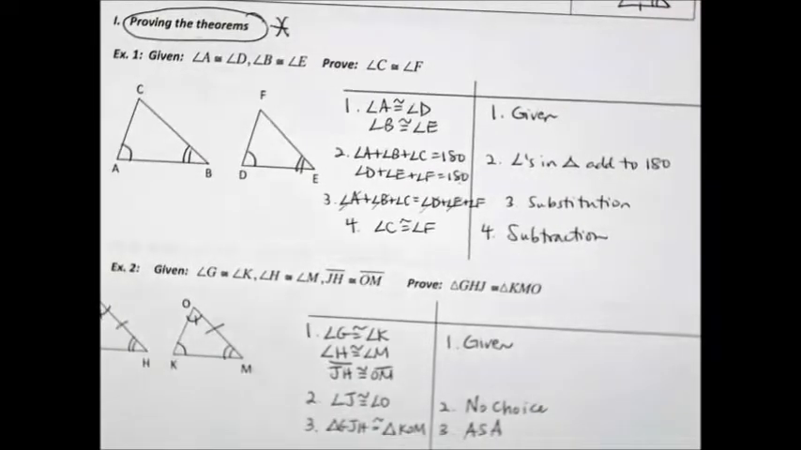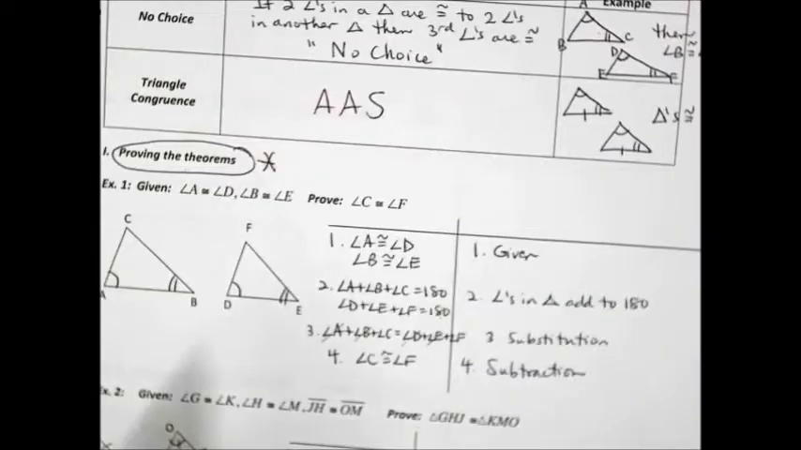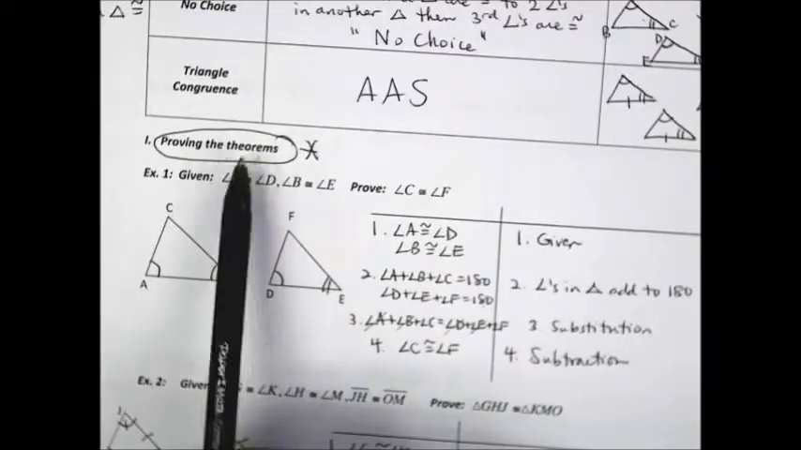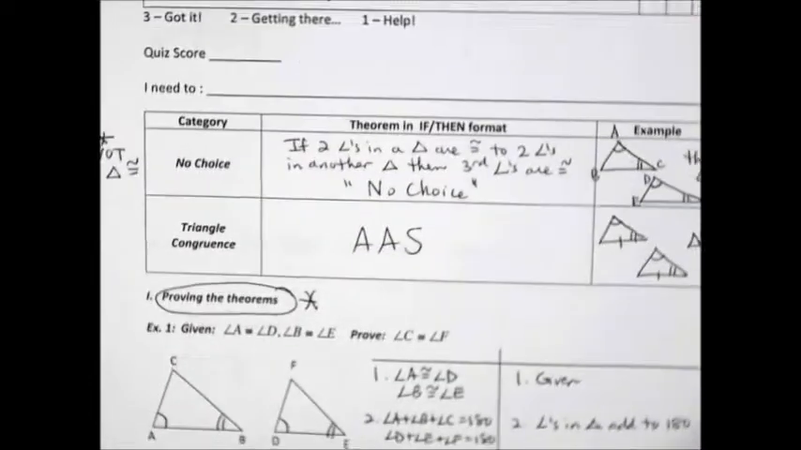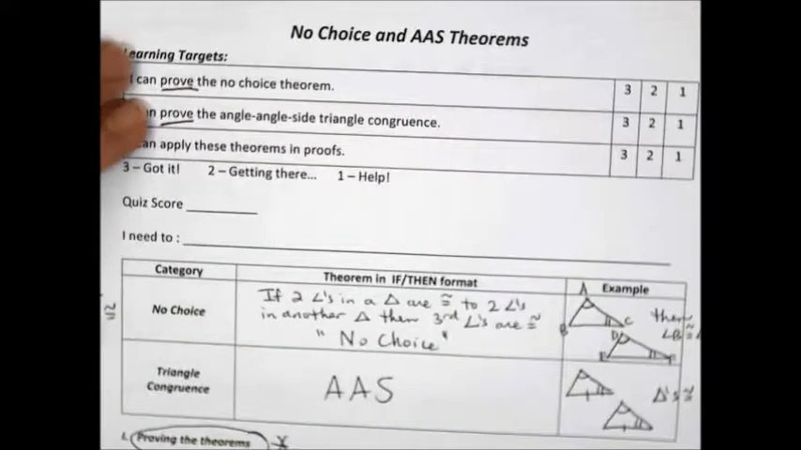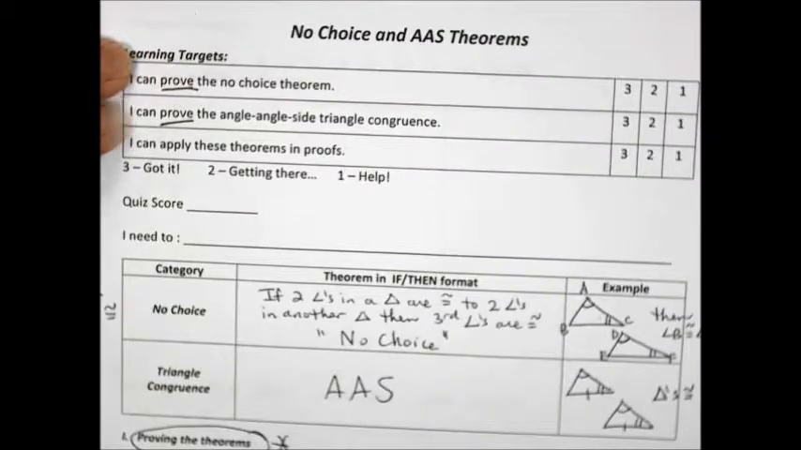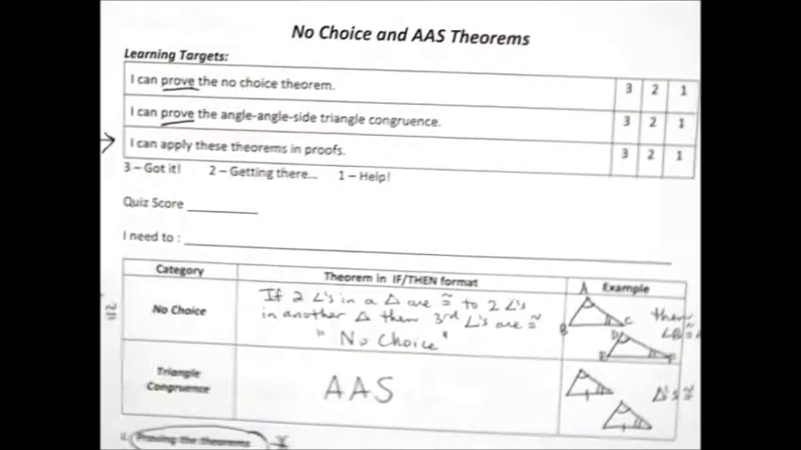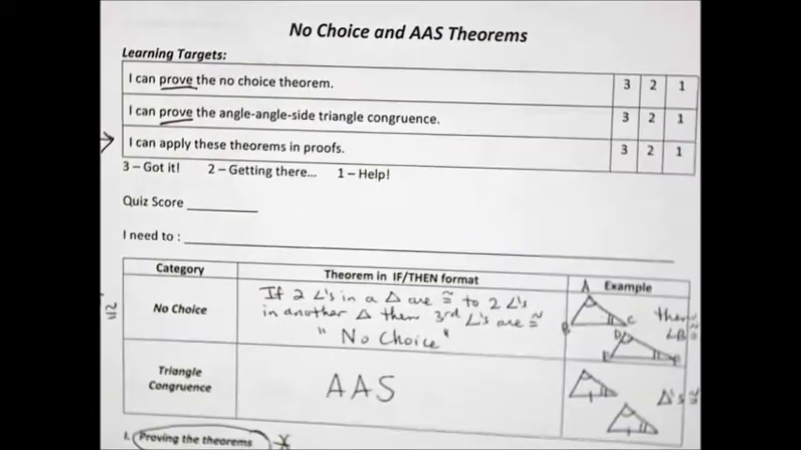So angle, angle, side is really a theorem that can be proved using both the no choice and angle, side, angle theorems. But now we're going to be able to use it as a theorem itself and just say angle, angle, side. So again, remember, we were proving the theorems. That was those first two learning targets here. I can prove the no choice theorem and I can prove the angle, angle, side theorem. Now we're going to work on this one, which is going to be the bulk of your problems. We're going to actually apply them in proofs.